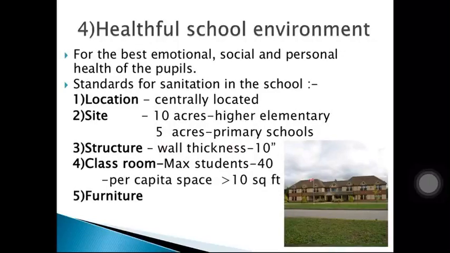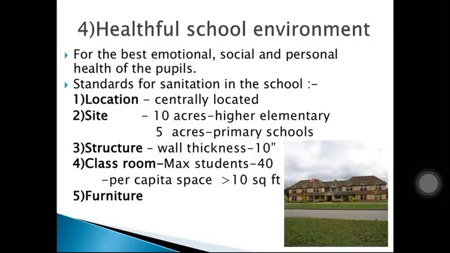So what is the recommended area? When it comes to the site, it is around 10 acres for higher elementary and 5 acres for primary schools. So what would be the structure? The wall thickness of each classroom should be around 10 inches, and the classroom should accommodate a maximum of 40 students in a class, and the per capita space should be more than 10 square feet per person.